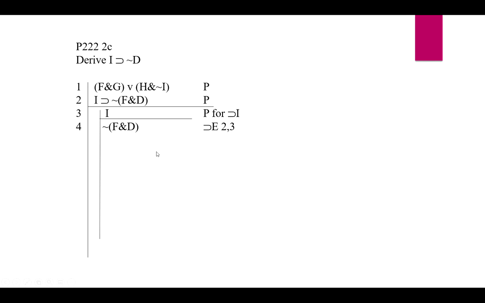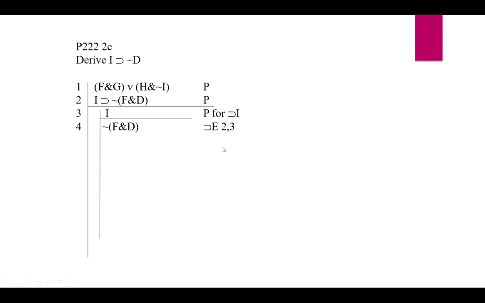So the first thing I can get with I is the consequent of 2, right? It's a conditional elimination from 2 and 3. So now I have, it's not the case that F and D. What we've got to do here is try to figure out a way to get not D out of this.